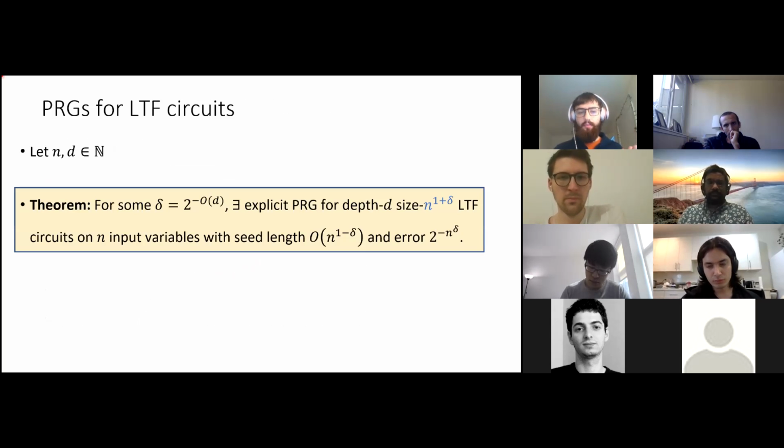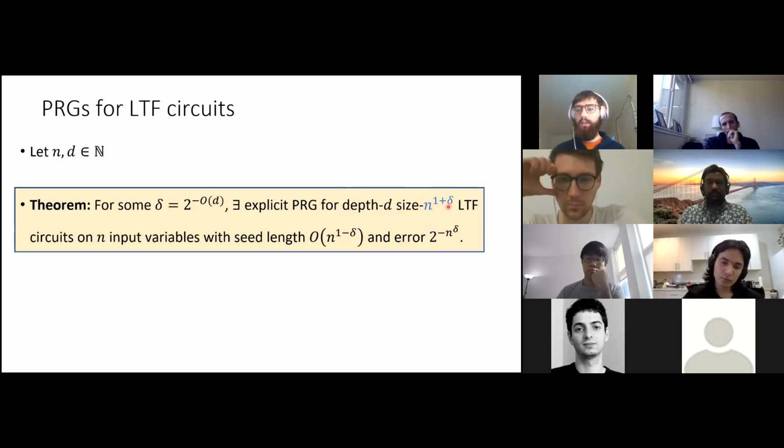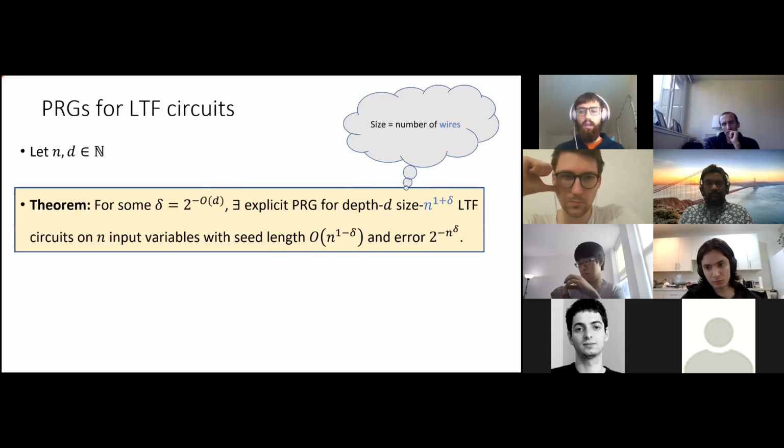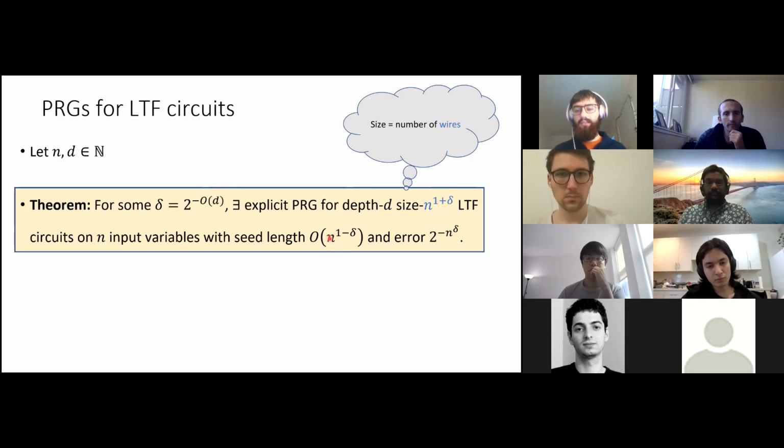Okay, so here's our main theorem. We construct an explicit pseudorandom generator for LTF circuits. And it's in this same regime of parameters that matches the state-of-the-art lower bounds, where we're considering size n to the 1 plus delta circuits, where delta is just this tiny positive number that decays exponentially with D. Just as a reminder, when I say size, I'm talking about the number of wires. Now, the seed length of our pseudorandom generator is n to the 1 minus delta. So we're stretching n to the 1 minus delta bits out to n bits. And then it has exponentially small error, 2 to the minus n to the delta.